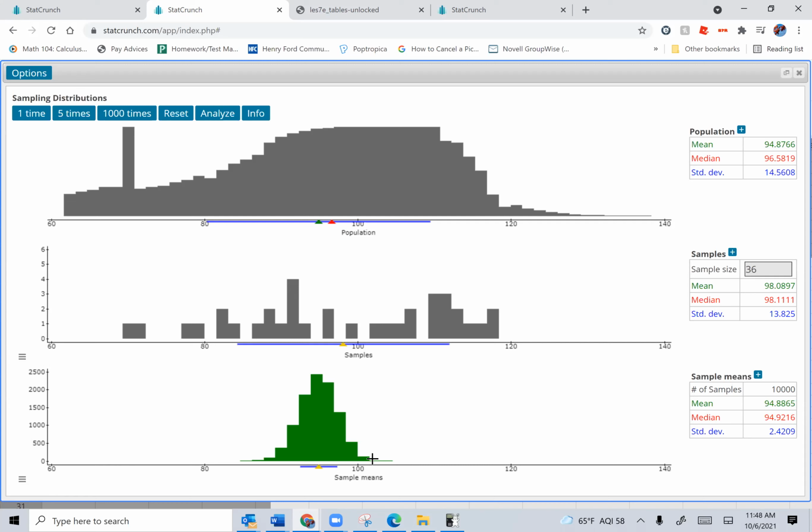We can only work with curves that are bell-shaped. All the properties and the formulas we come up with in chapter 5 are based on the fact that you are working with a population that is bell-shaped. So this is bell-shaped. Now I'd like you to look at the standard deviation, guys. It is 14.5608. I would like you to divide it by the square root of 36. What would you get, guys?